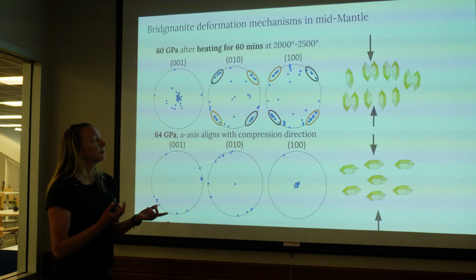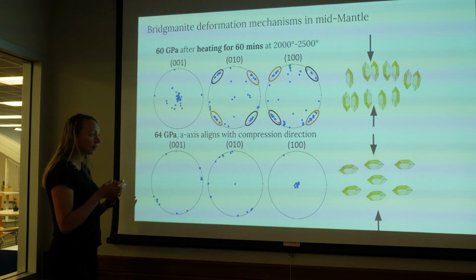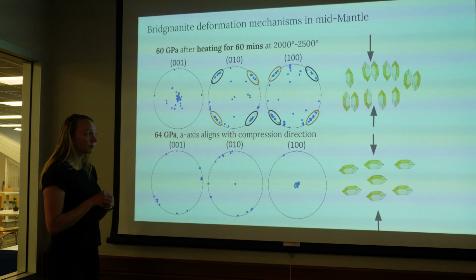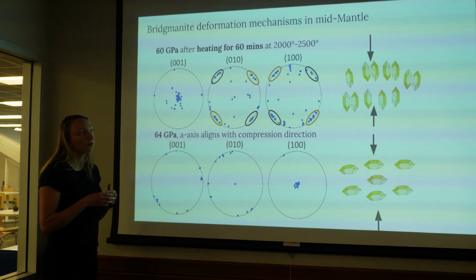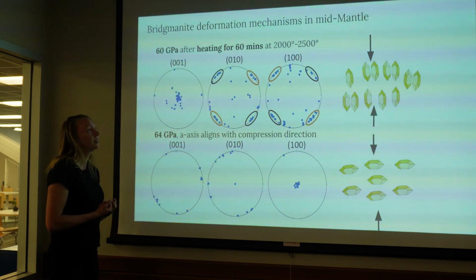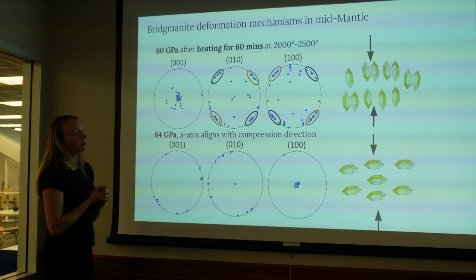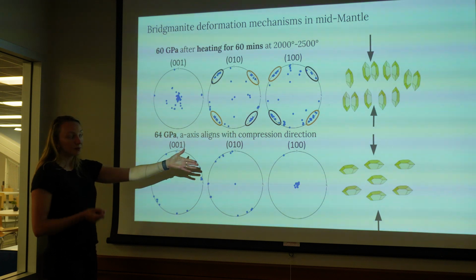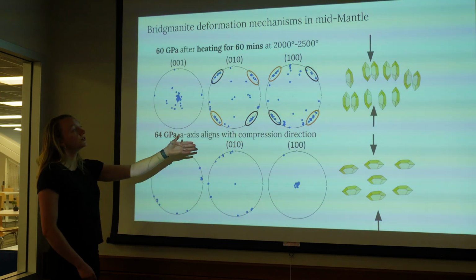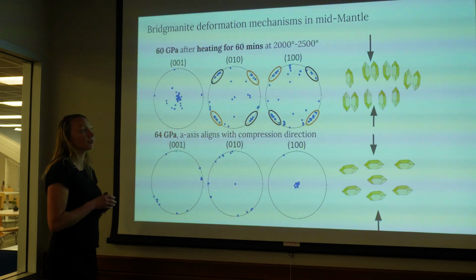So, what does this mean? Well, it tells us that there is the possibility for crystallographic preferred orientation to exist at these pressures in the interior of the Earth, which is what we were able to experimentally confirm here using diamond anvil cell research, using high pressure, high temperature research.